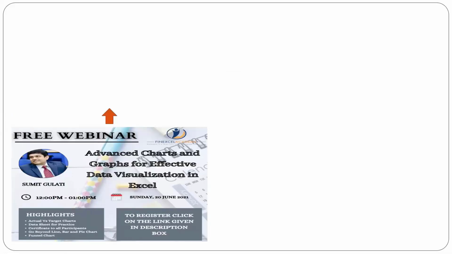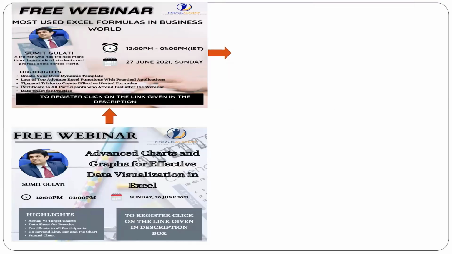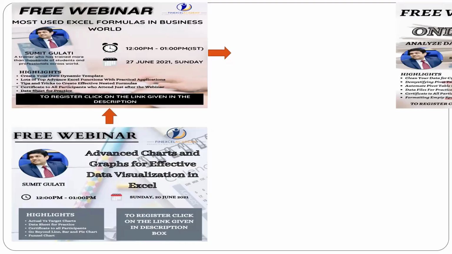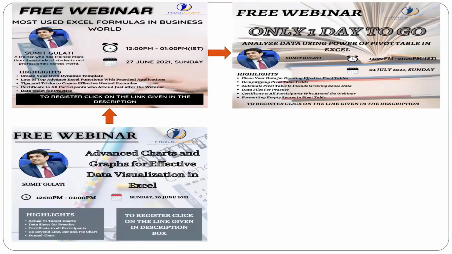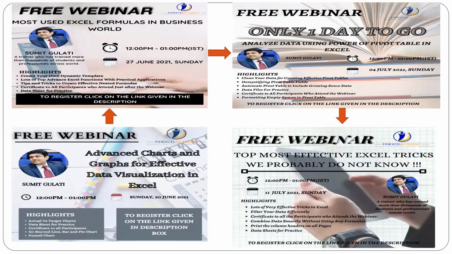Anyways, so we started with advanced charts and graphs. We said 5 Sundays, right? Today is the 4th. So we started with advanced graphs and charts and visualization techniques. We went on to most used formulas in Excel. Then we went on to analyze data using the power of pivot table. Today we are doing topmost effective Excel tricks we probably do not know. This is what we are doing today, right?